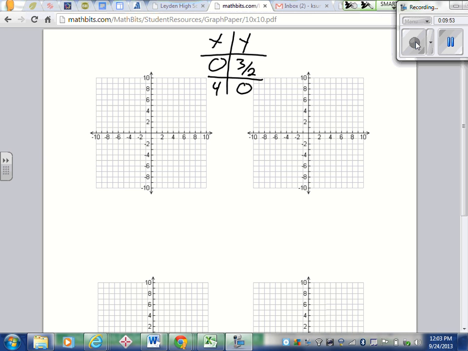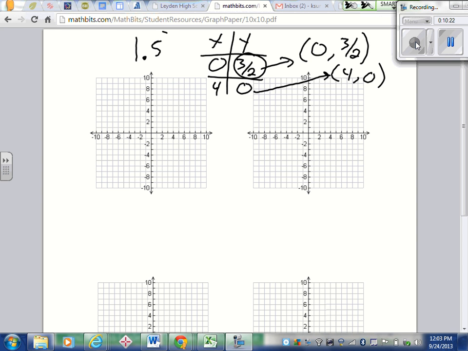So now we have our chart, 0, 3 over 2, 4, 0. Don't forget, this can be written as 0, 3/2. This can be written as 4, 0. So now I have to graph this information. Y-intercept, 3/2, that's the same thing as 1.5.